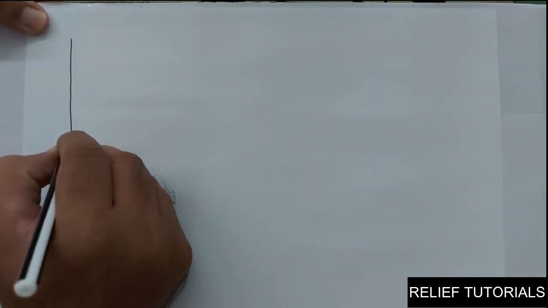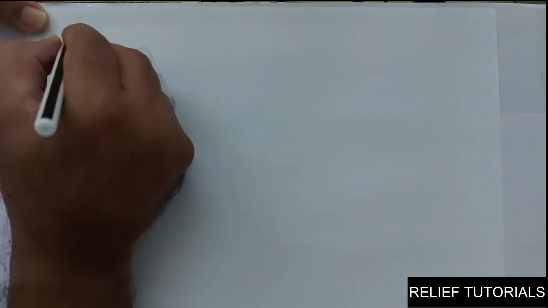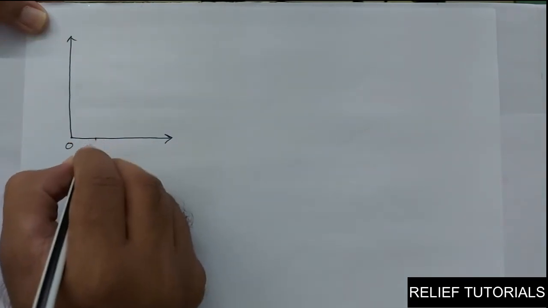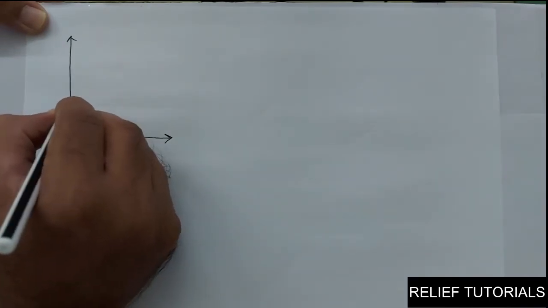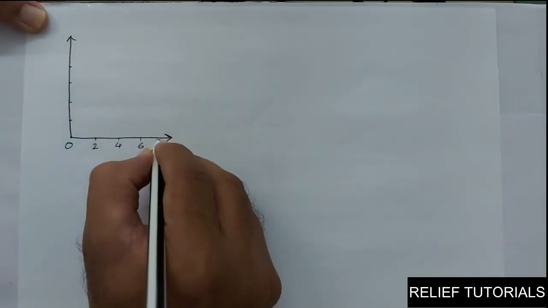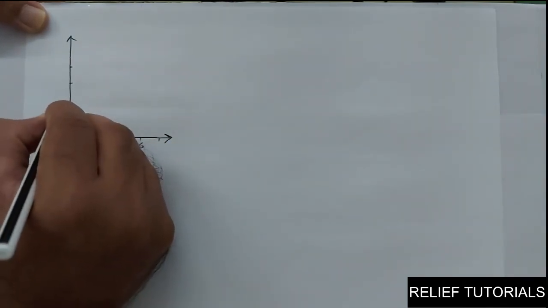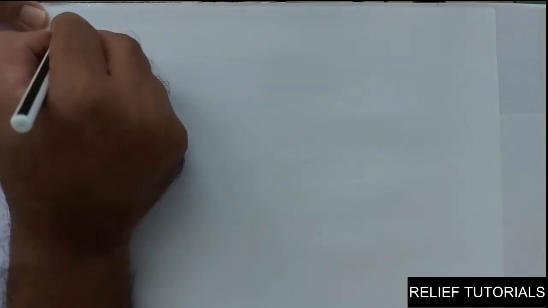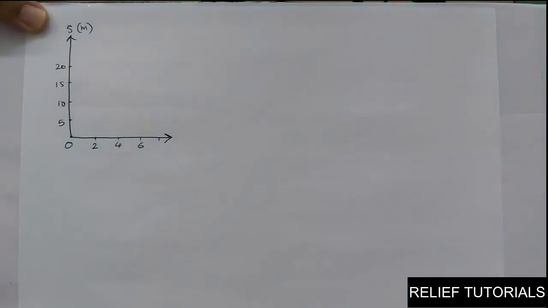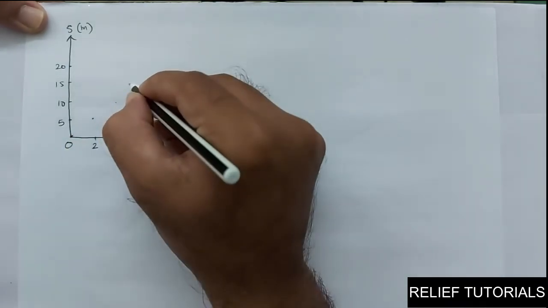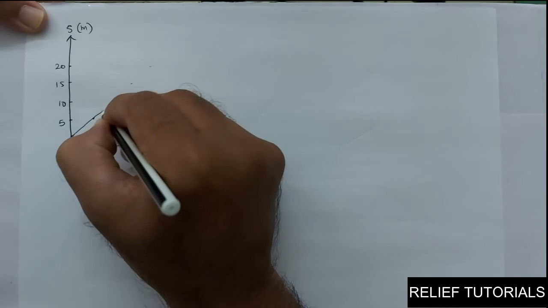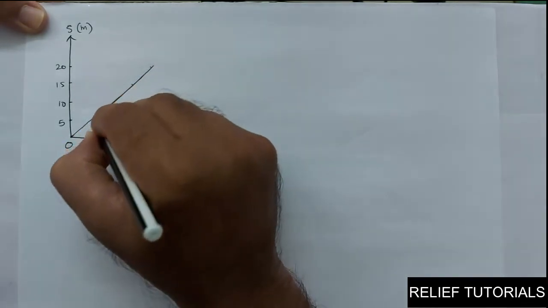One more thing, not more, but the most important thing we can know from the distance versus time graph. See, let me draw the perfect graph for that. 0, 2, 4, 6, 5, 10, 15, 20. This is distance in terms of meters, and here is time in terms of seconds. And let us say this is the graph, the straight line one.